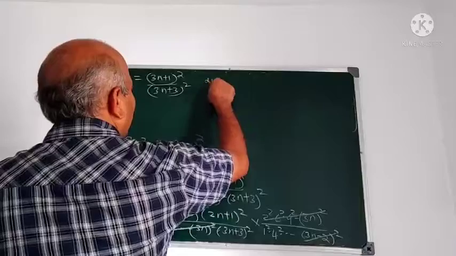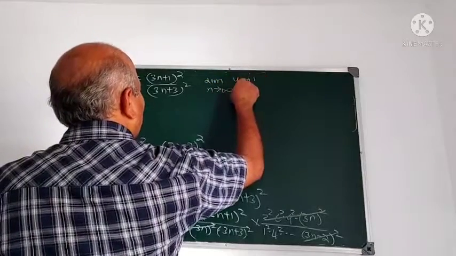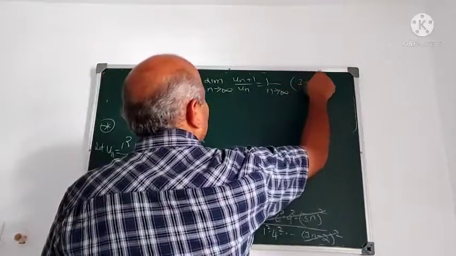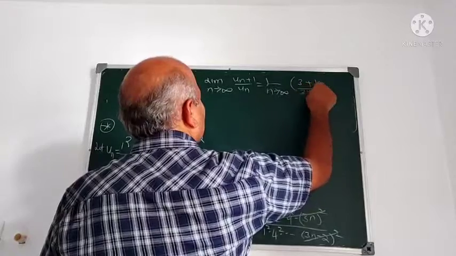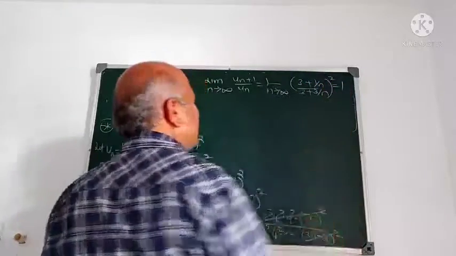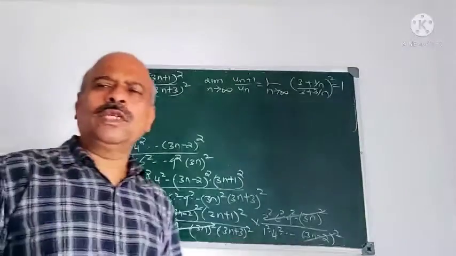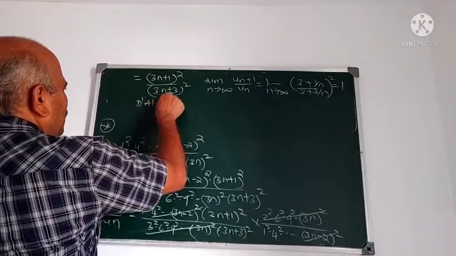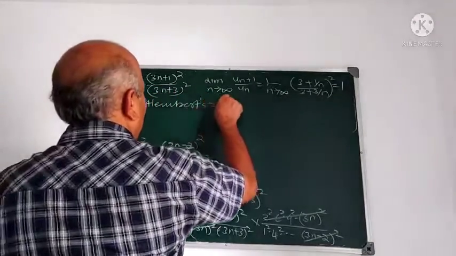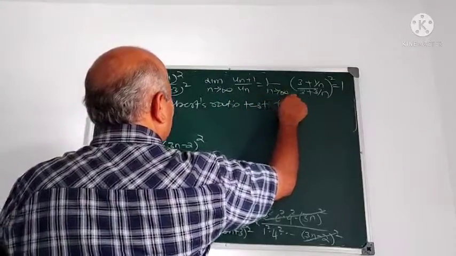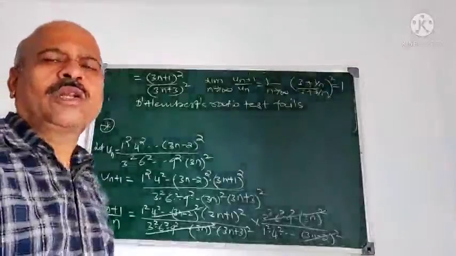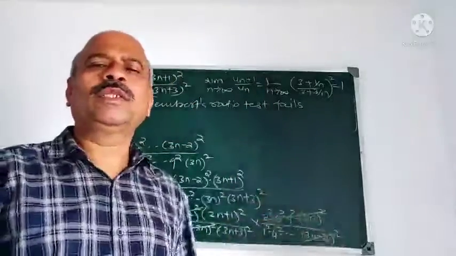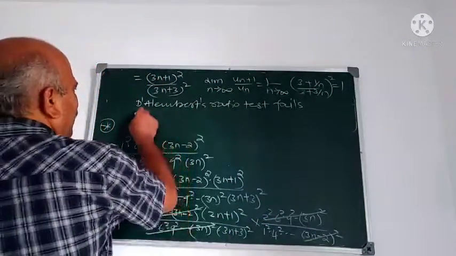Now limit n tends to infinity of un plus 1 by un is limit of (3 plus 1 by n) upon (3 plus 3 by n) whole square, which is 1. So what is the conclusion? D'Alembert's ratio test fails here. Fails in the sense that we cannot draw any conclusion from this since the limit is 1. Now we apply Raabe's test.